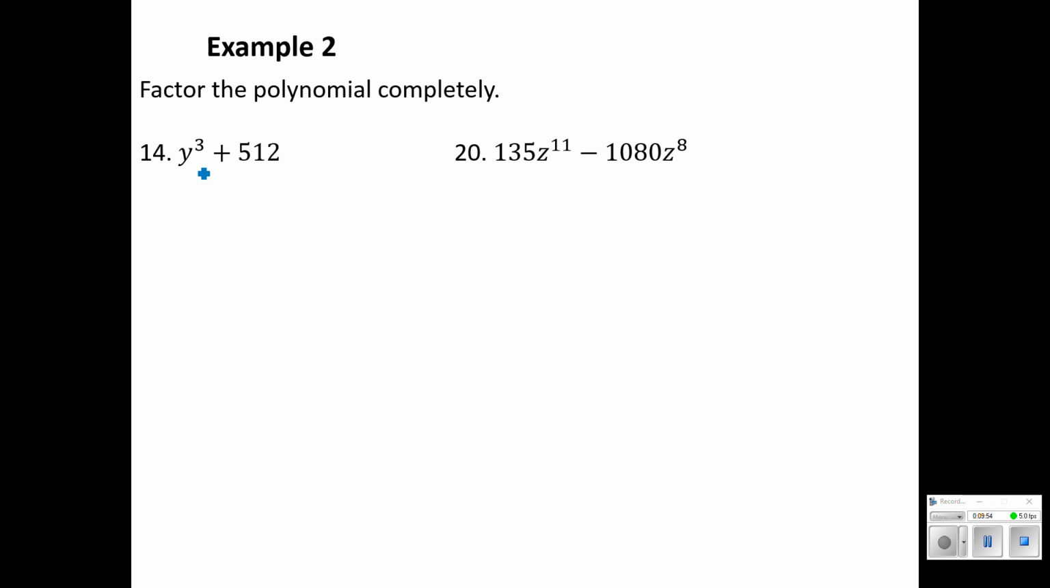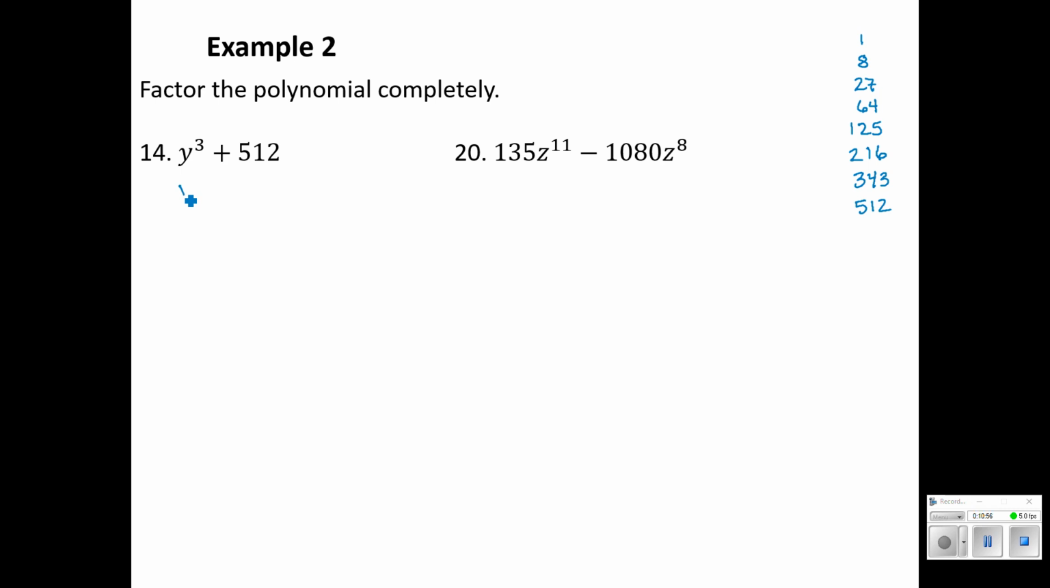All right, example 2. Here we've got y cubed and then 512. Well, let's just generate a little list of perfect cubes that we know. 1 cubed is 1. 2 cubed is 8. 3 cubed, 27. 4 cubed, 64. 5 cubed, 125. 6 cubed, 6 times 6 times 6, is that 216? I believe it is. Let me get my calculator out and double check. Not a bad idea to have a list of perfect cubes on hand. 216, yep. Then 7 cubed, I think that's 343, yep. Then 8 cubed is 512.